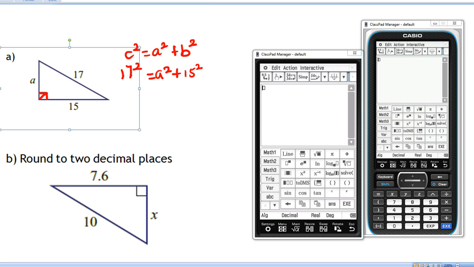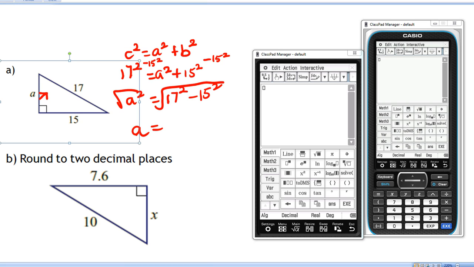Alright, so now basically what we'll do is we'll transpose this to make A the subject, and the way we do that is we subtract 15 squared from both sides. So I'll just write that in small writing here. We'll do subtract 15 squared and subtract 15 squared. Okay, now I'll do the flip all in one step. So I'll just bring A on this side, and I'll rewrite it as 17 squared take 15 squared. Remember we want to get A by itself, so we square root both sides, and that will leave us with A equals.